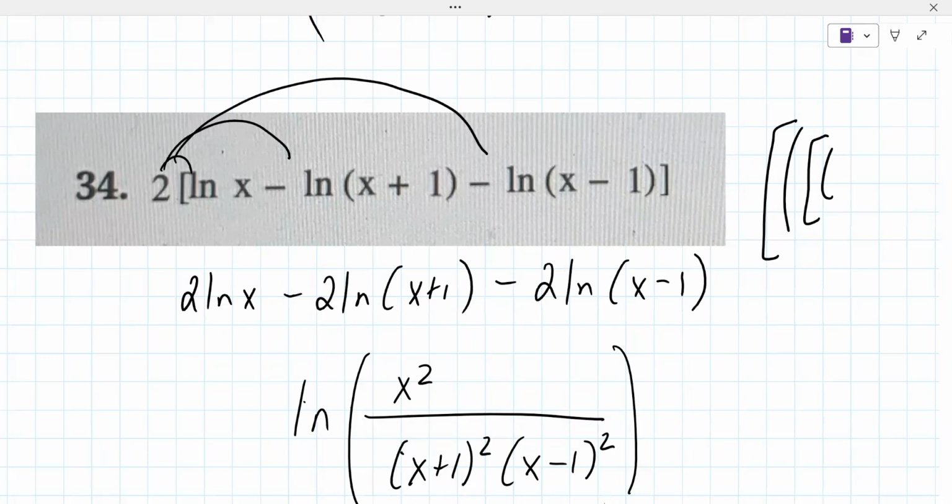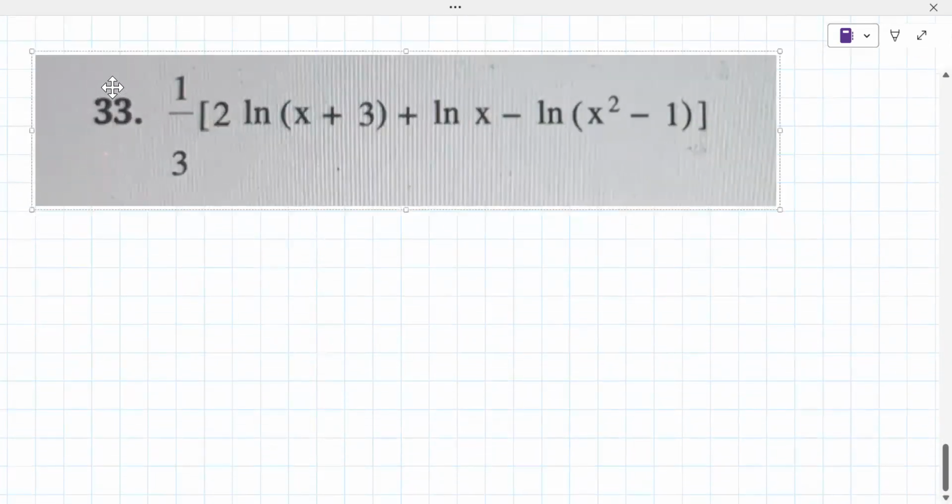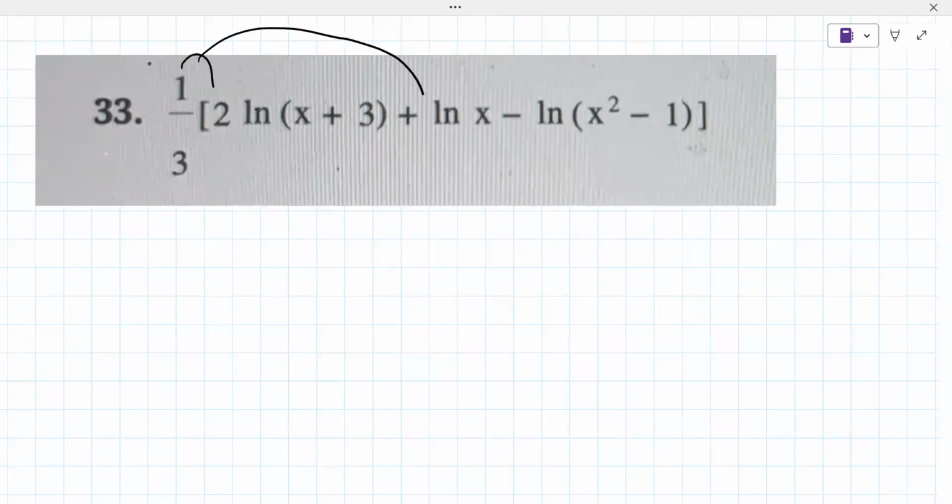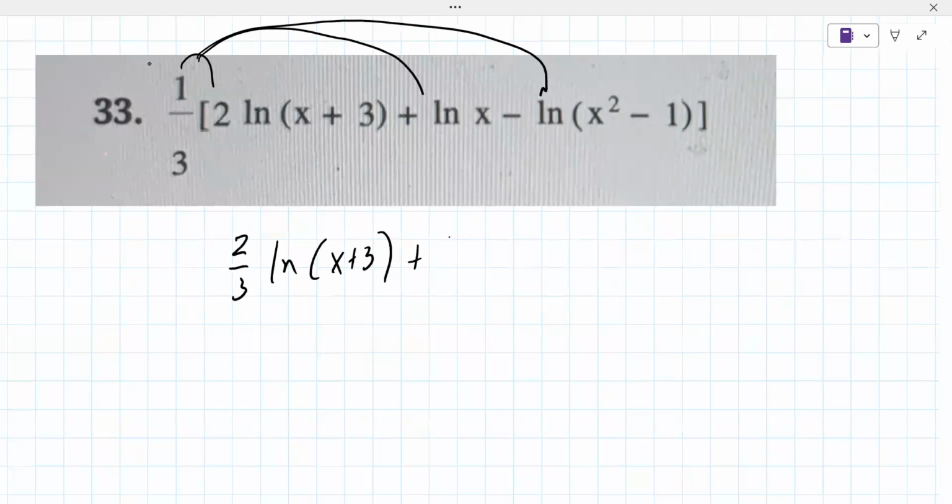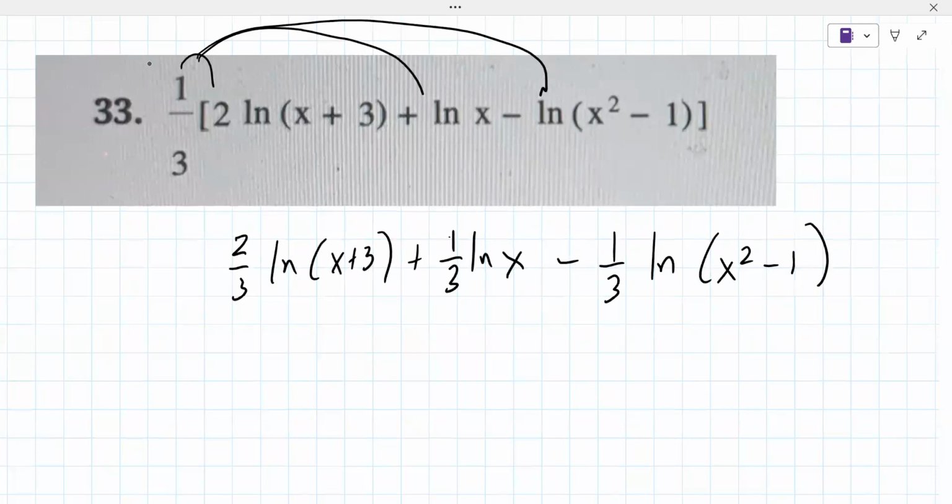Let's go back to the previous one. We'll look at that a little bit together. All right, so kind of like the last one, you've got this number on the outside, 1/3. So you're going to distribute that in everything. So it's 2/3 natural log x plus 3 plus 1/3 natural log of x minus 1/3 natural log x squared minus 1, like that.